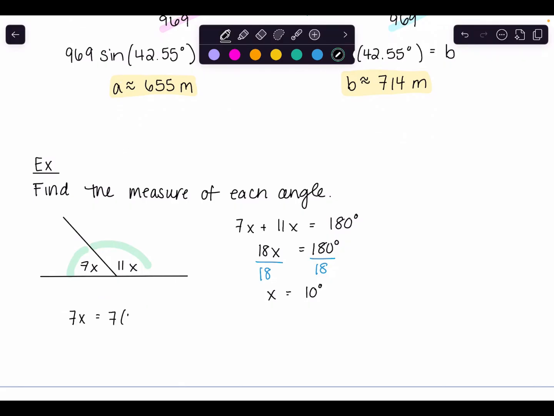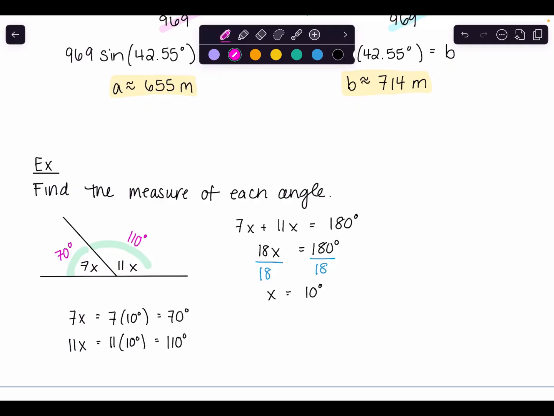So when I want the measure of each of these angles, the one angle is 7x. So it'd be 7 times 10 or 70 degrees. The other angle is 11x. So if you do 11 times 10, it gives you 110 degrees. So this angle here is 110, and this angle would be 70, okay?